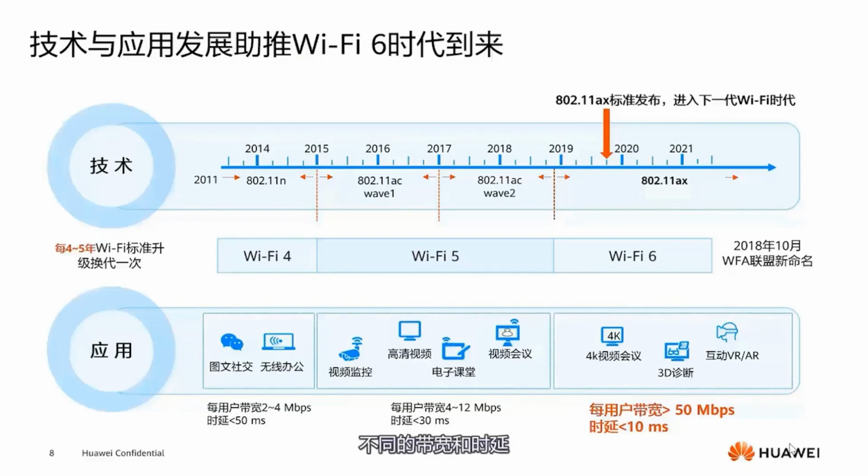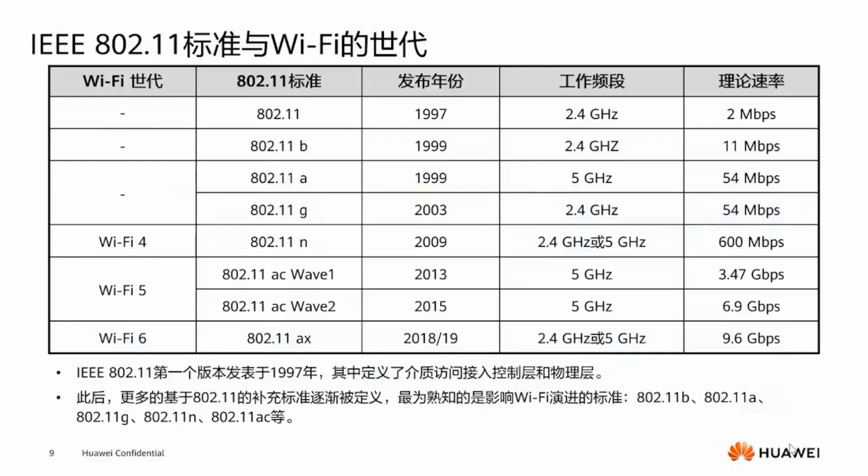Different standards have different bandwidths and latencies. Different bandwidths and latencies also bring different applications. Why is 5G technology so popular? It's because of its large bandwidth and low latency. Wi-Fi 6 is popular for the same reasons, being able to support more users with greater bandwidth and lower latency.